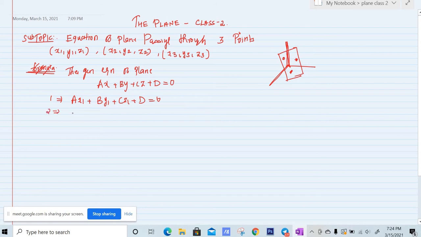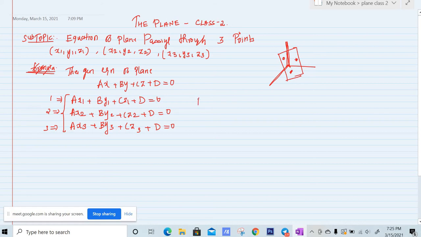And also it has to pass through this point, so ax2 plus by2 plus cz2 plus d is equal to 0. And also this point, that is ax3 plus by3 plus cz3 plus d is equal to 0. So we need to find the equation of plane that satisfies all these 3 equations, which turns out to be simultaneous equations, right? That is ax1 plus by1 plus cz1 is equal to minus d, ax2 plus by2 plus cz2 is equal to minus d, and ax3 plus by3 plus cz3 is equal to minus d, which is a non-homogeneous system of linear equations. Now if you solve this non-homogeneous system, you will get the general equation of plane.